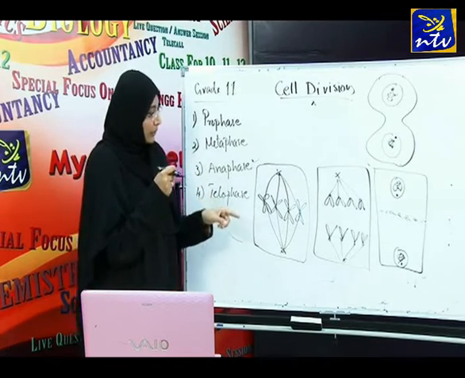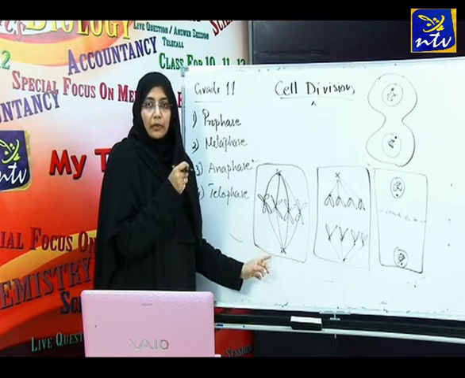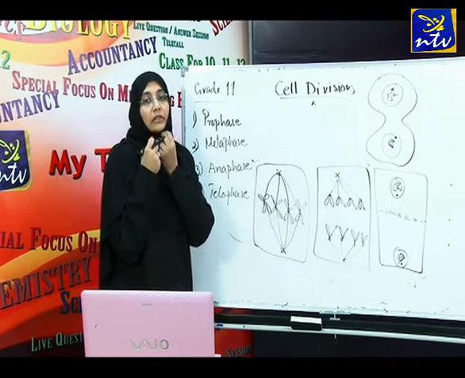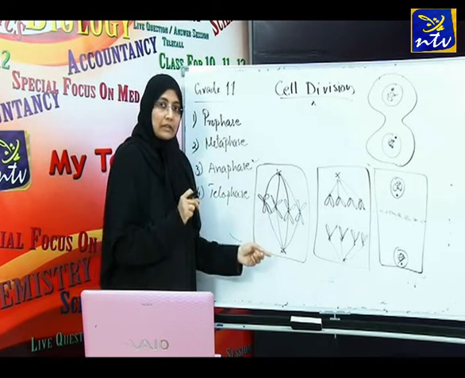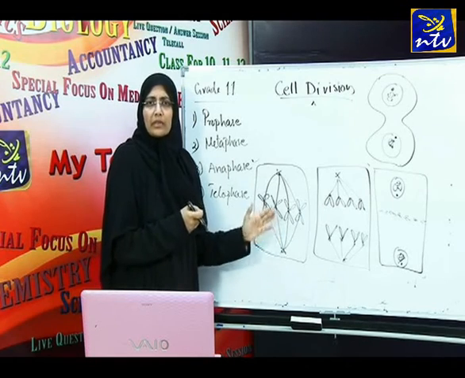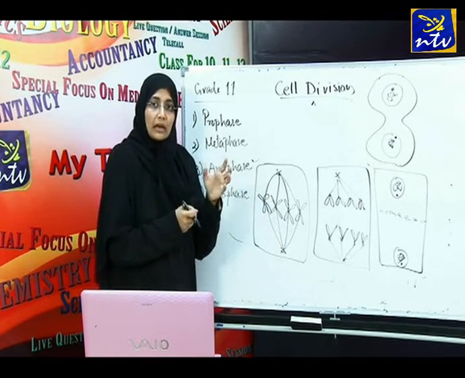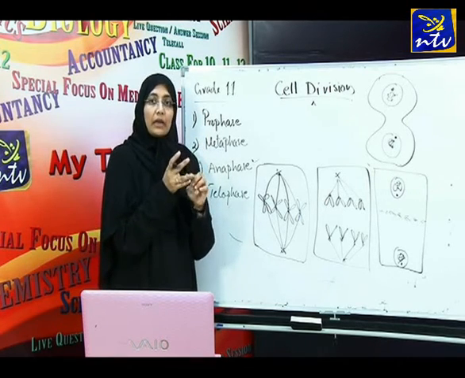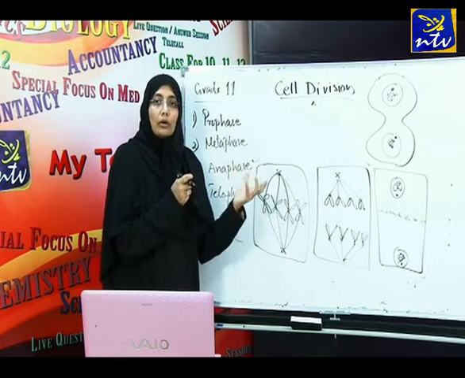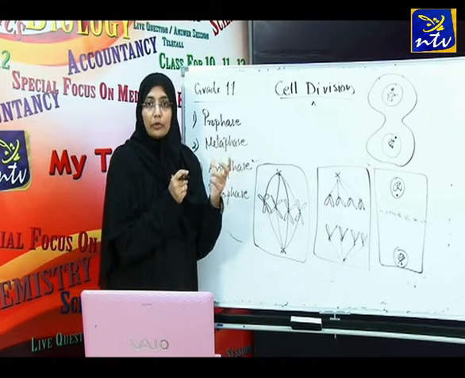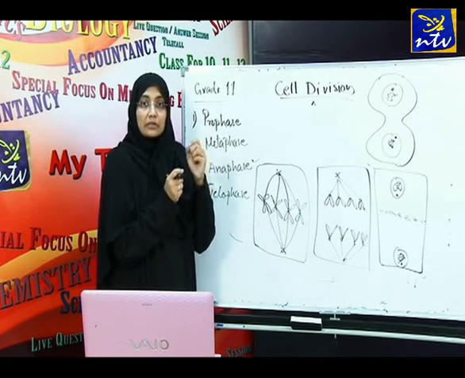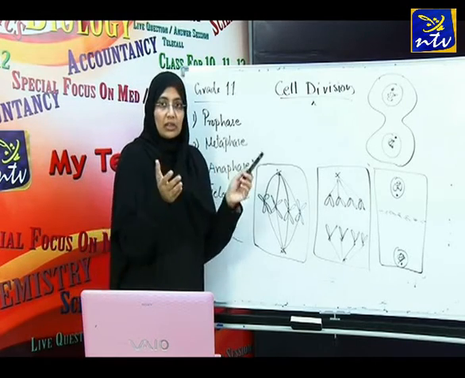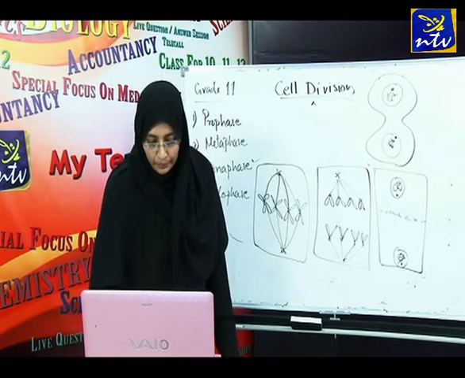One more thing you have to remember: when spindle formation takes place it is from the centriole, as I said, but you have studied that centrioles are absent in plant cells. So from where do the spindle fibers arise? The spindle fibers arise by the joining of microtubules. So remember that cilia, flagella, and centrioles are all made up of microtubules. These are the cytoskeleton present inside the cell. Now let's see the various stages once again on the slide.